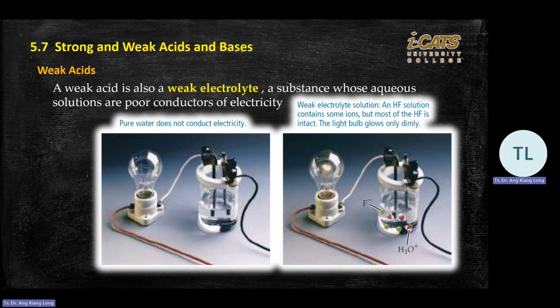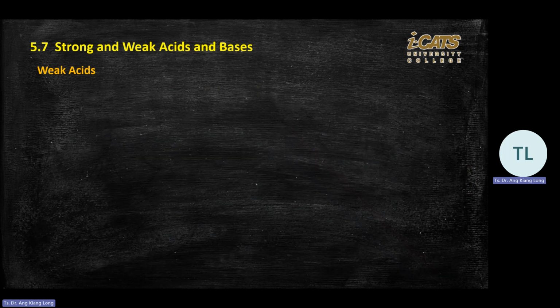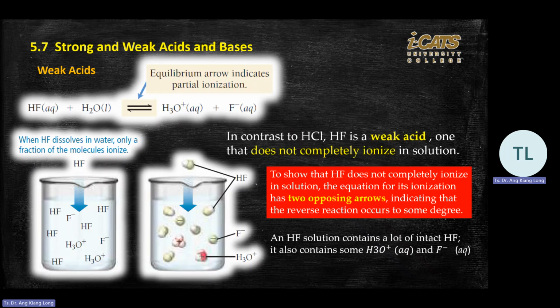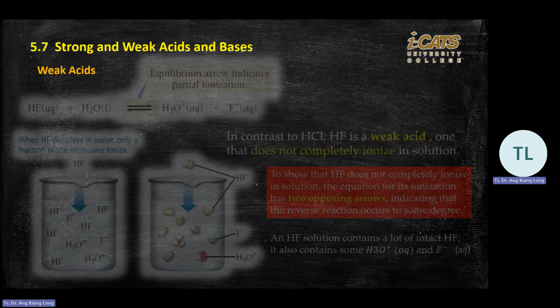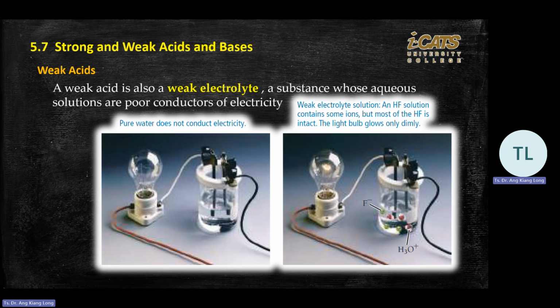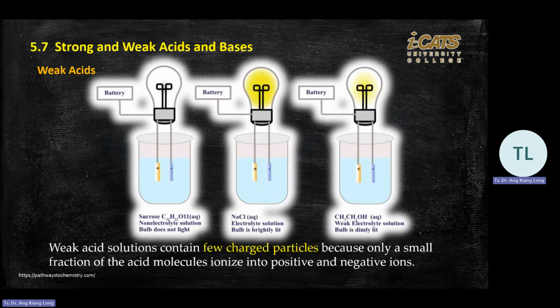Because they are weak, they do not completely ionize, which means inside the solution there is a lack of ions. So they are weak electrolytes. They can still conduct, but you see the light bulb inside this photo is not as lit up as with the strong acid. You can see it lights up a little. These are some illustrations.